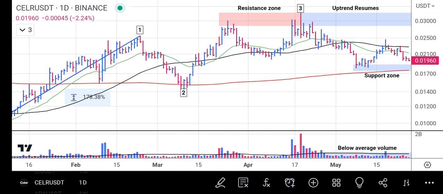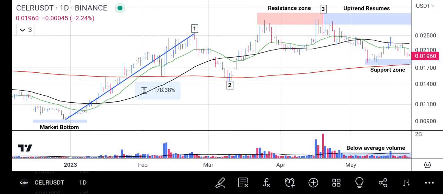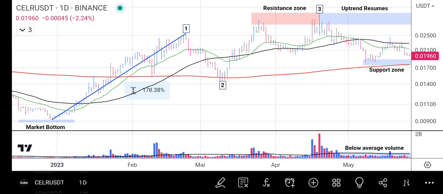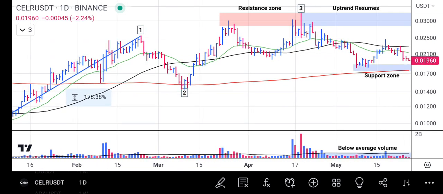Let me zoom out and show you what has been happening for an extended period of time now and see how Celer Network has been behaving. The market bottomed around the beginning of the year, and when it bottomed, Celer Network notched a very good rally up to point 1. That's around a 178% increase. Then the sellers came in, they pushed the price downward, causing the correction to drop back to point 2 at the 50-day, 200-day moving average line.